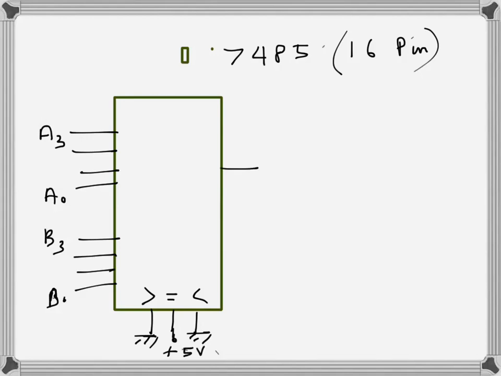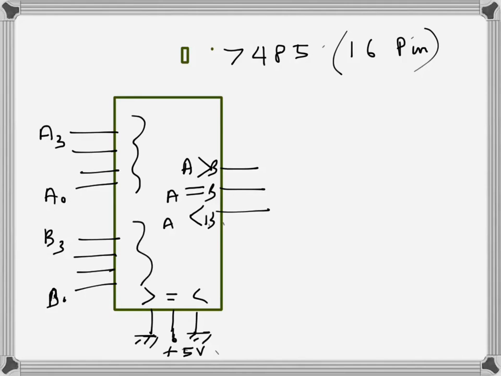And there are 3 output pins. One designates greater than, one designates equals to, another designates less than. When I say greater than, it means A is greater than B. This is A is equal to B, and this is A is less than B. So this is our A and this is B. Two 4-bit numbers are fed here, and depending on the result, one of these 3 outputs will be high. If they are equal, the middle one will be high, and accordingly.